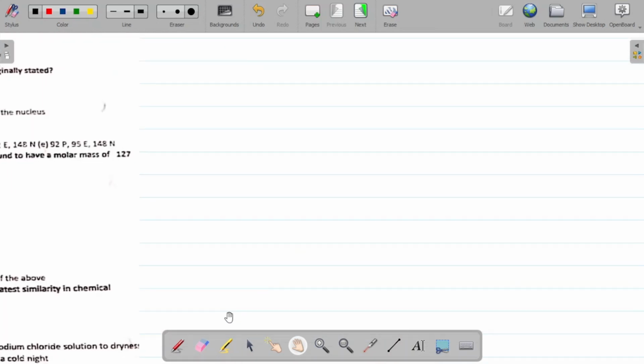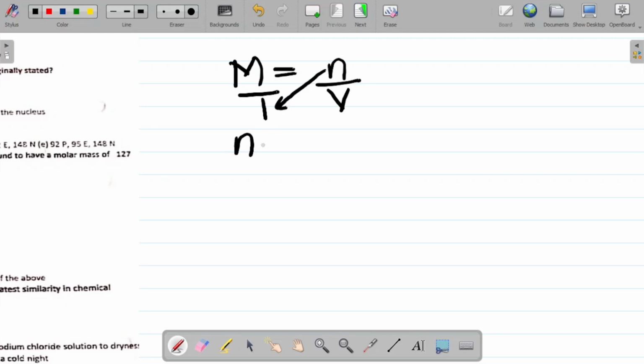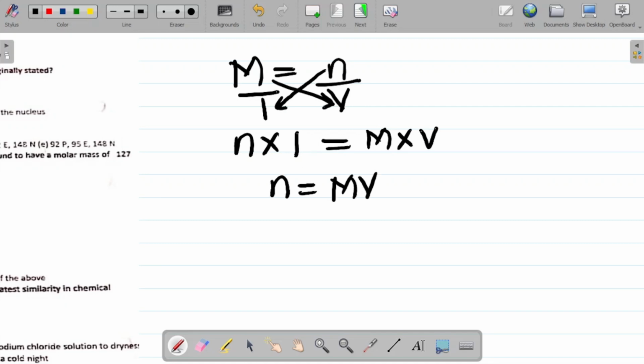Alright, so to solve this, here's what to note. Note that molarity M is equal to number of moles all over volume. It's this simple. Of course, all over 1 to make the small n the subject of the formula. This multiplies this. So I have n times 1 is equal to M times V. n is equal to MV. So it means I can get the number of moles by multiplying the molarity with the volume.